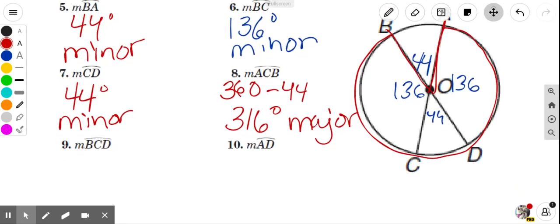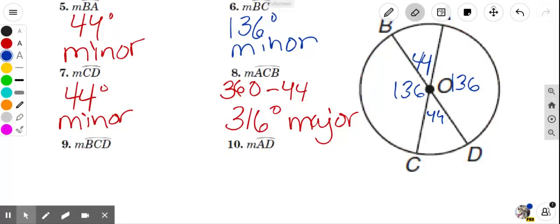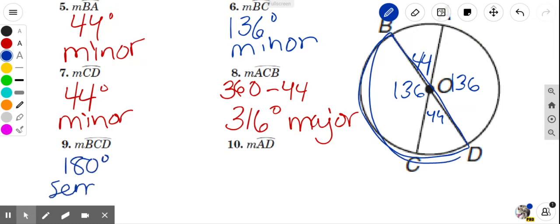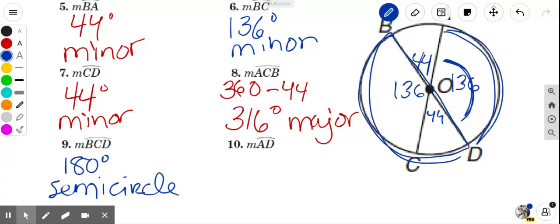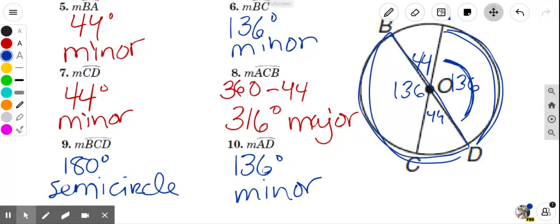Okay, and then the last two, we have BCD. So notice that is a semicircle, which is 180 degrees. Okay, and then the last one, AD. AD is here, which corresponds to this one, so 136. And it's minor. Okay, so that's how you find arc measure.